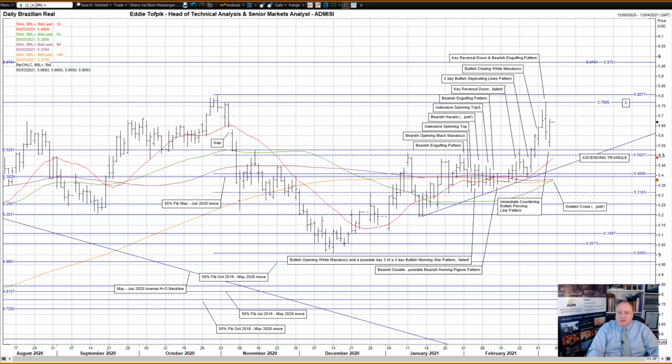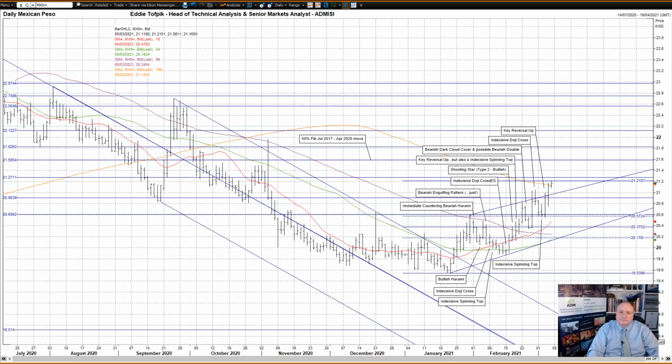US dollar against the Brazilian real. An immediate countering bullish piercing line pattern yesterday. This in response to the previous session's very large combined key reversal down and bearish engulfing pattern at the height of the recent market. The base of the action was, again, the top of the recent ascending triangle, the lesser Fibonacci level at 552.91. Now, one additional feature, we had a golden cross, if only just, of the rising short medium moving average, currently at 538.08, over the barely rising medium moving average, currently at 537.84.